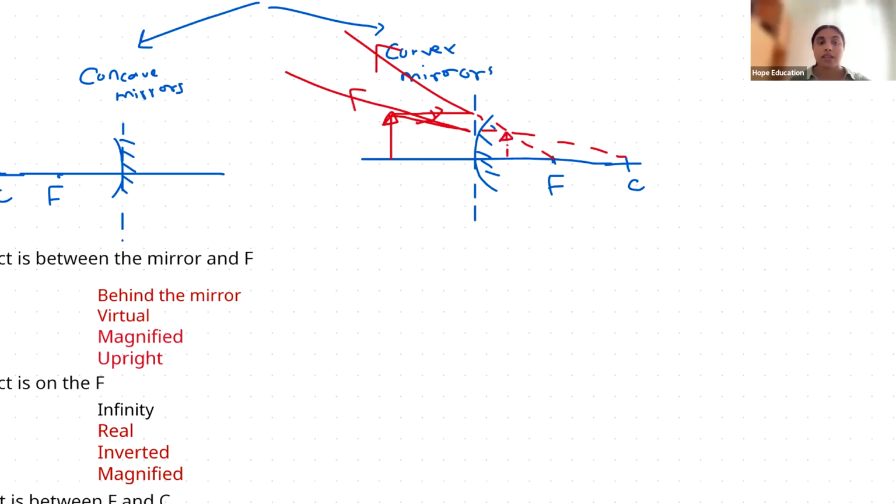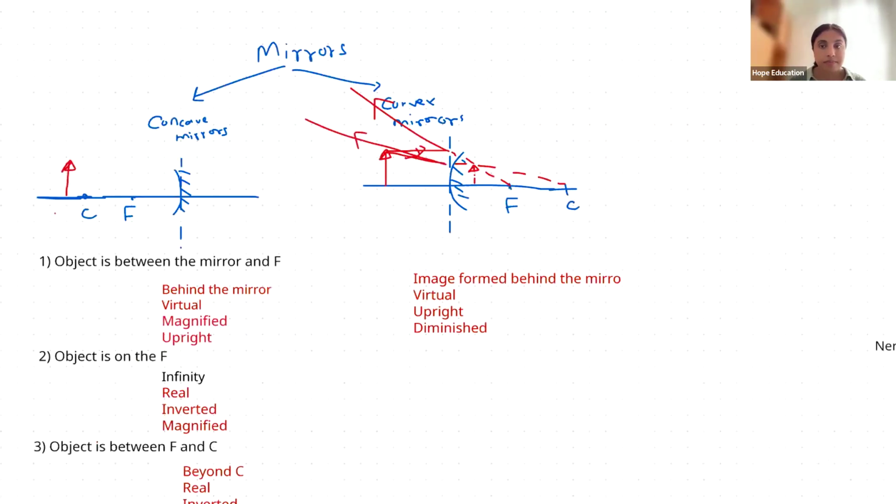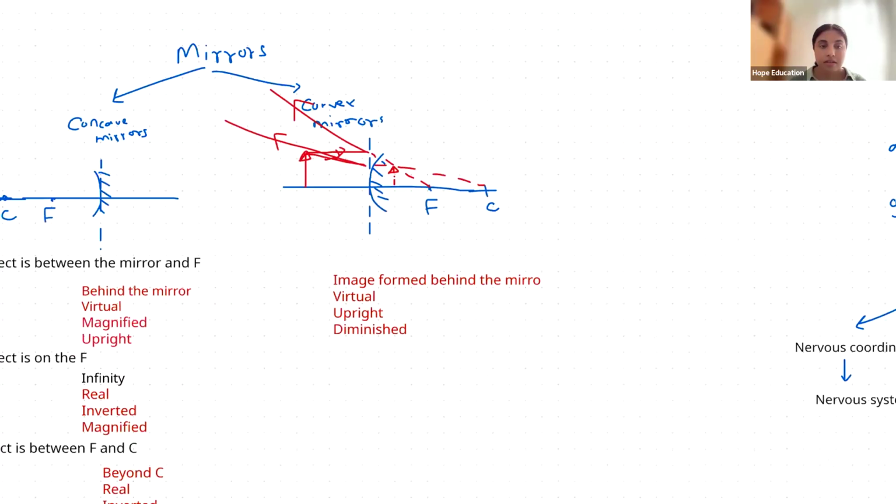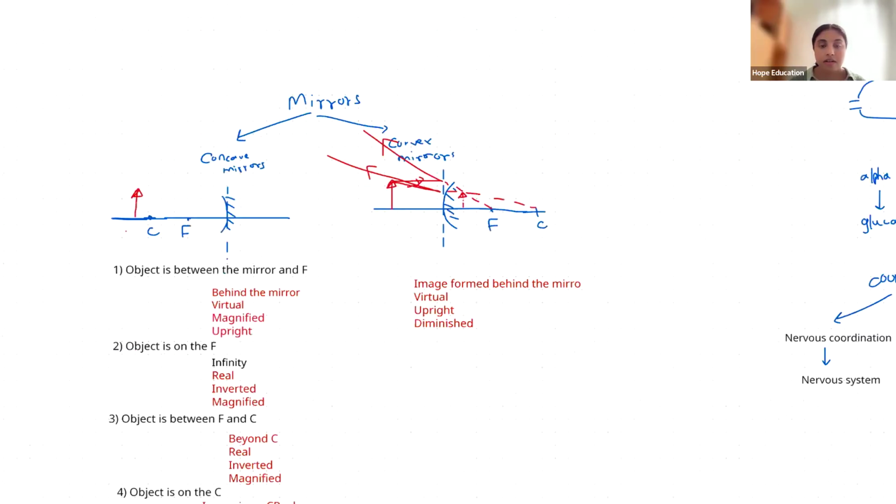Right? So what are the properties? Image formed behind the mirror. Therefore, it is a virtual image. It is an upright image and it is a diminished image. Is that clear about convex mirrors? Is it clear, Lamai? Everybody?